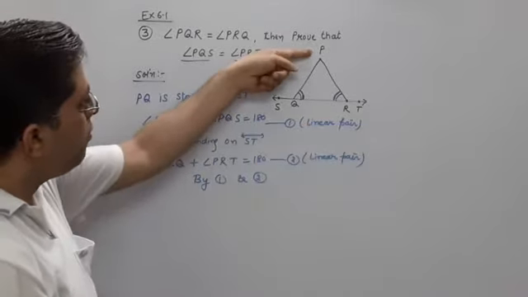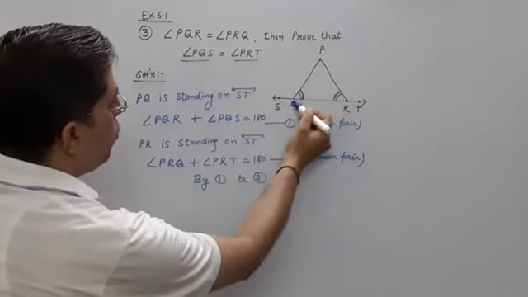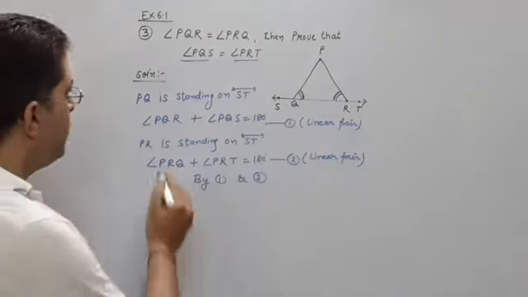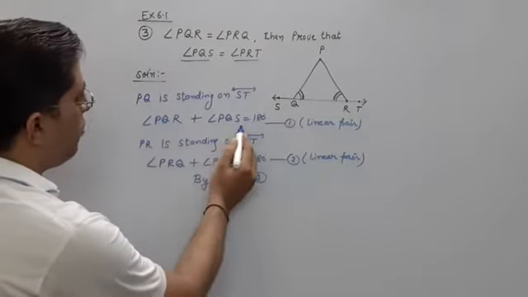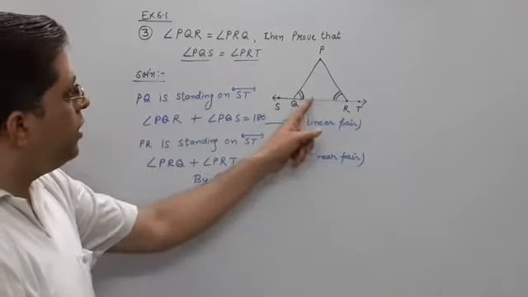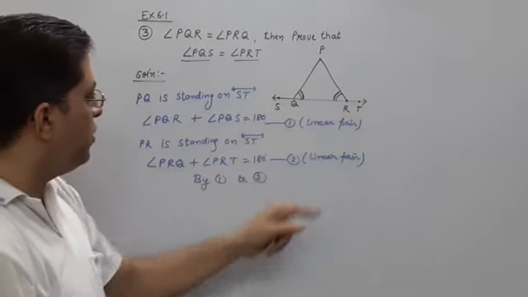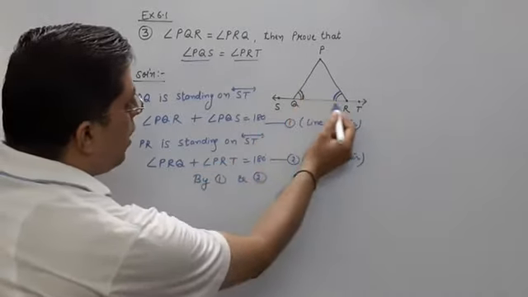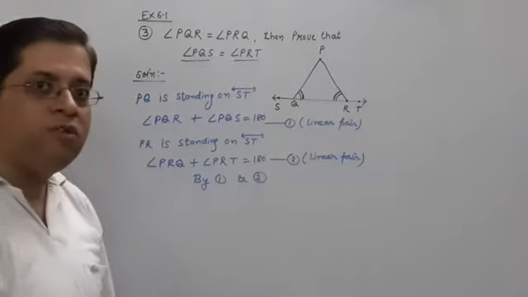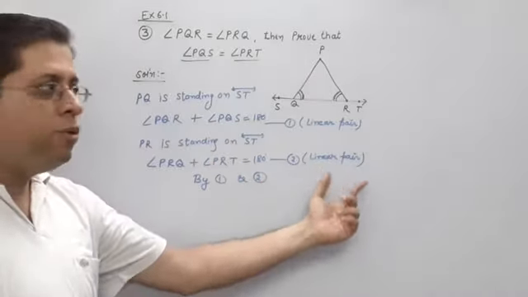Okay, then angle PQR and angle PQS, the sum of these two will be 180. So angle PQR plus angle PQS is 180 by linear pair. One more, this line PR is standing on line ST. So angle PRQ and angle PRT, the sum of these two will also be 180 due to linear pair.